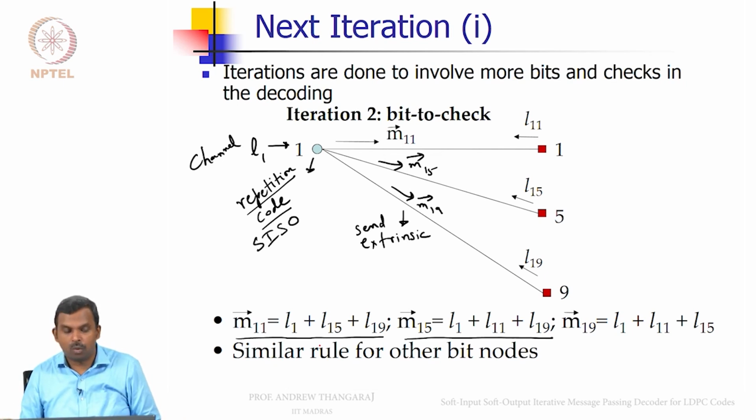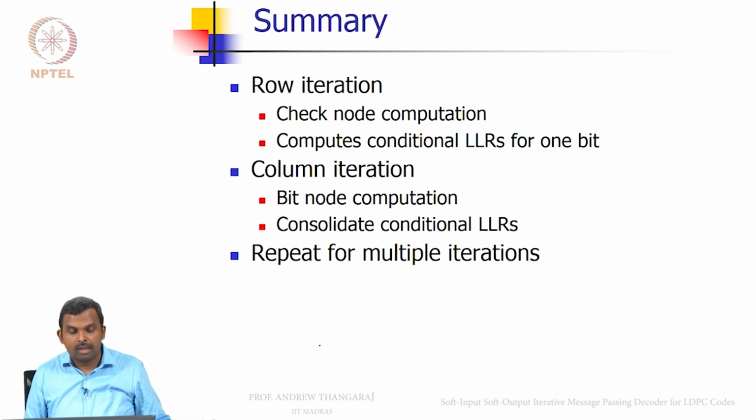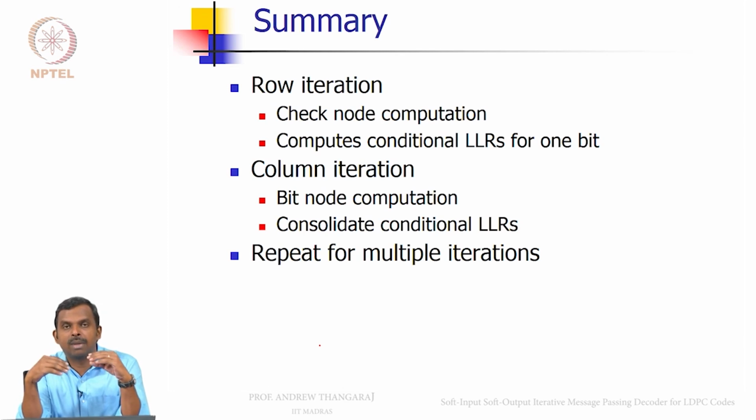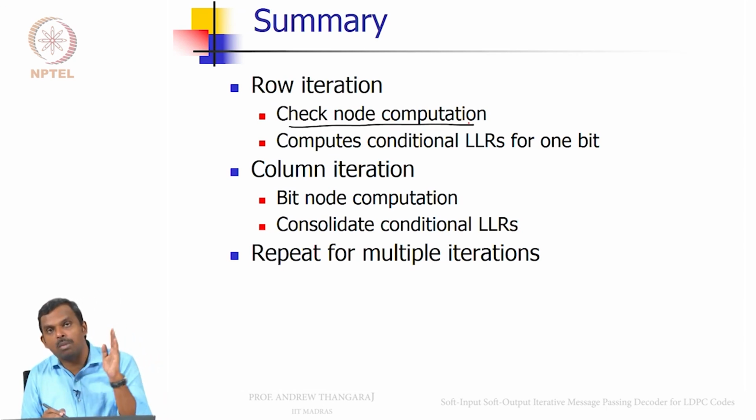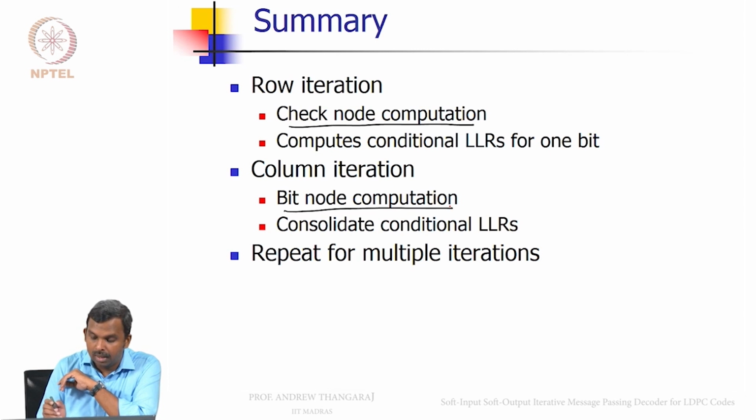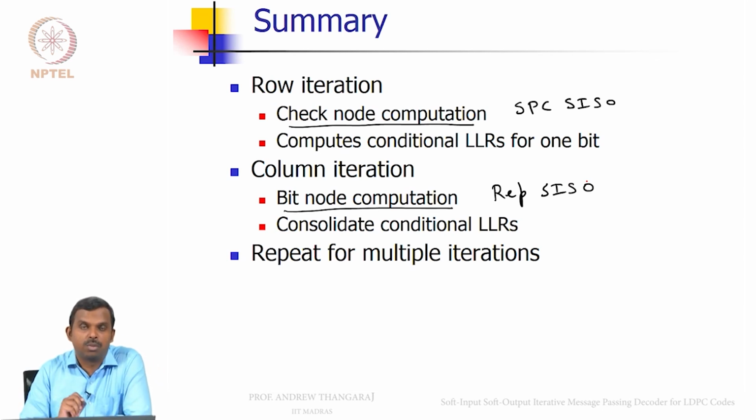Once again, if you want to summarize, there is a row iteration, where all the LLRs are processed in every row. This is the same as the check node computation. Likewise there is a column iteration which is a bit node computation. This is a SPC SISO, this is a repetition SISO. Both of them with some approximations can be made to involve only linear operations, either additions or minimum or something like that, which is linear in the sense no major non-linear function going on. It is a very easy thing to implement.